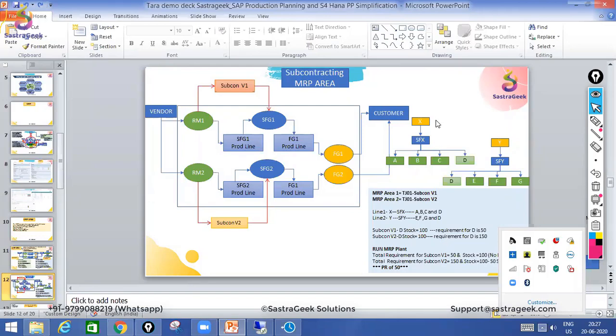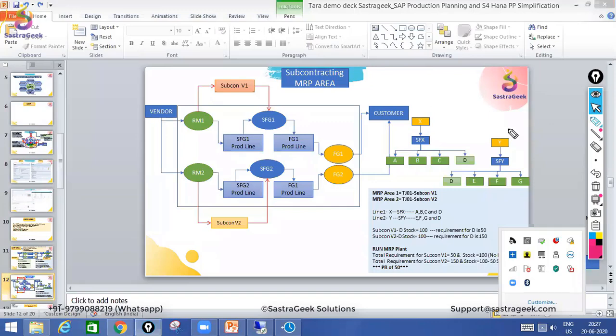I'm producing X material at line A, the first production line, and Y material at production line B, the second line. To produce X, I need semi-finished material, and below that semi-finished material, I again need some raw material components. So this is a multi-level BOM. Just think about that.